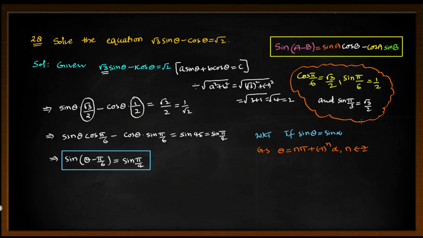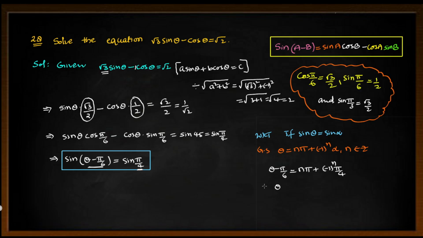If the question is converted in the form of sin theta equals sin alpha, now if you compare with this one, our theta is theta minus pi by 6 and alpha is pi by 4. So theta minus pi by 6 equals n pi plus minus 1 to the power of n, and what about alpha? That is pi by 4.